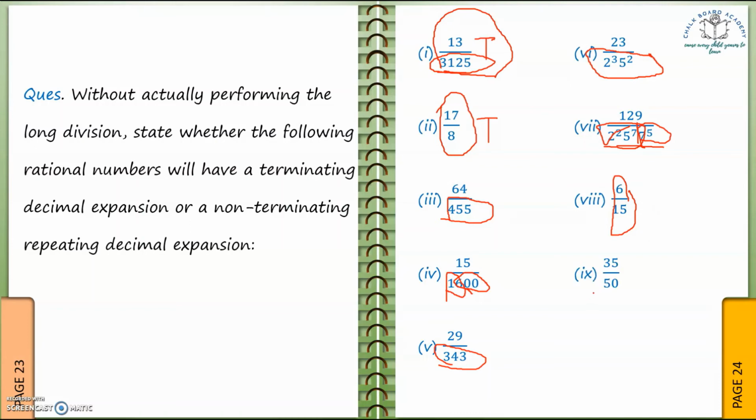Now the last part here, 35 by 50. The denominator 50 is a multiple of 2 and 5, so this is also terminating. And the last part of this question, 77 by 210. Both the numerator and denominator have a common factor, and that is 7. But still we get some number which is not 2 or 5.